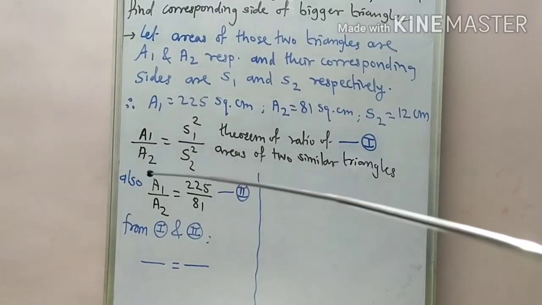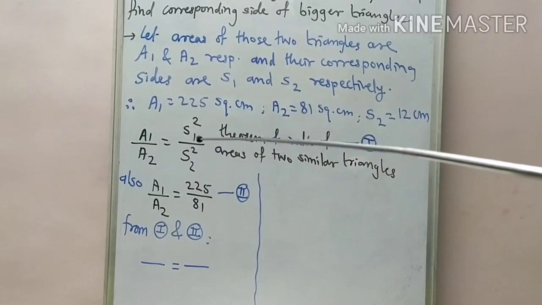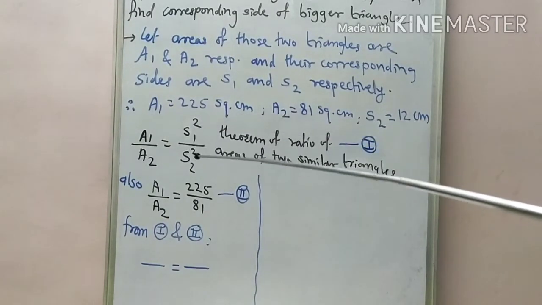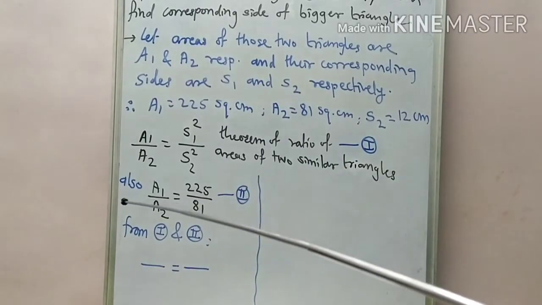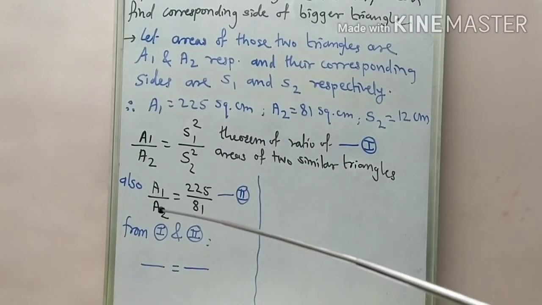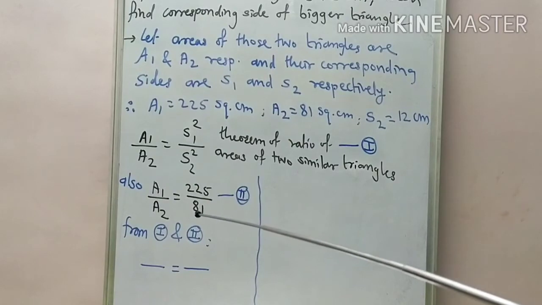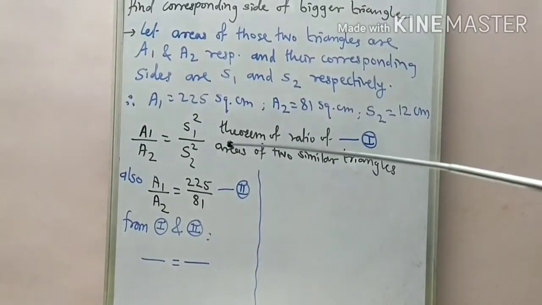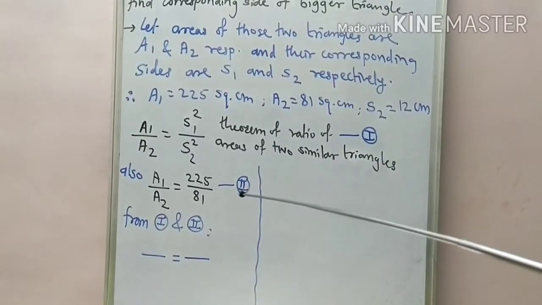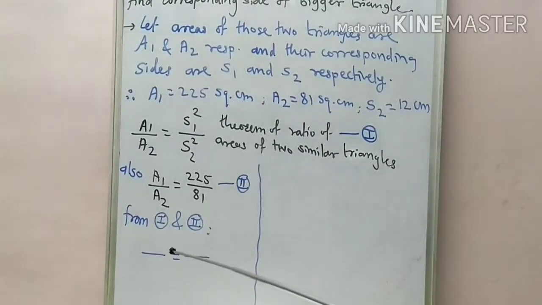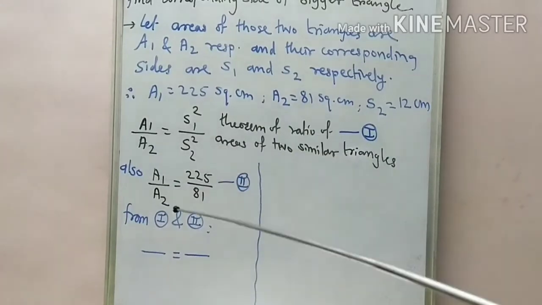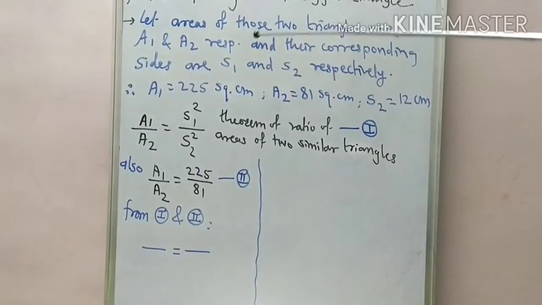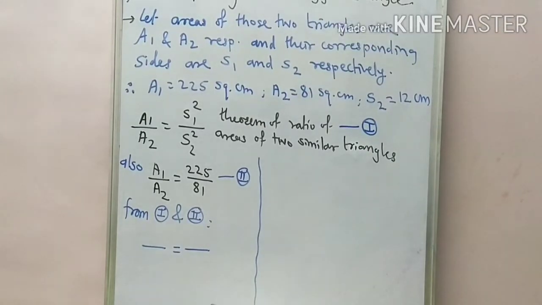So A1 upon A2, we can write that ratio is equal to squares of corresponding sides, means S1 square upon S2 square. But it is also given that A1 upon A2 is 225 upon 81 according to the given values. So comparing the first and second, the left hand side part is the same, which means the right hand side part is also the same. So what do we get in the next step?